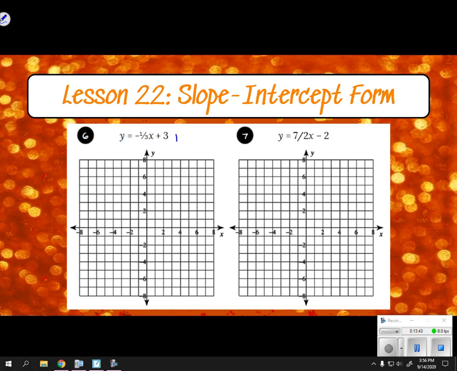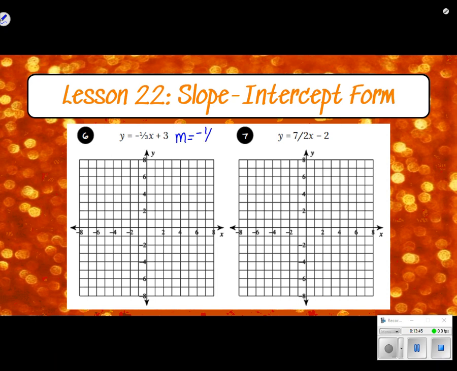Our slope, what's in front of the x, is negative 1/3. Our y-intercept is 3, so we're going to start with our y-intercept of positive 3 on the y-axis, and then rise over run. So we're going to go down 1, right 3, because it's negative. Down 1, right 3, up 1, left 3, up 1, left 3.